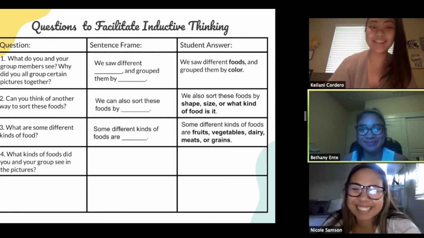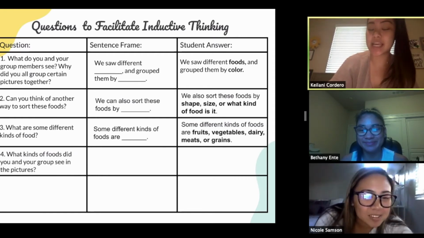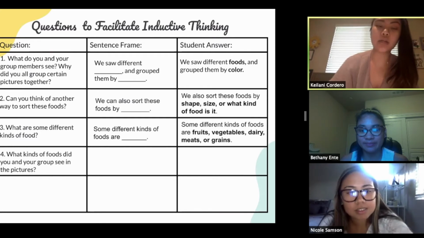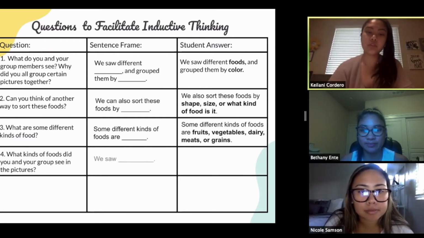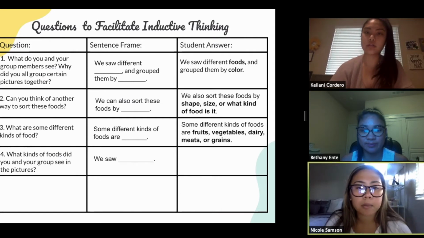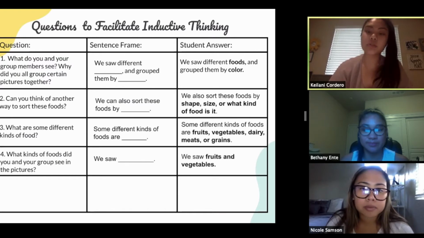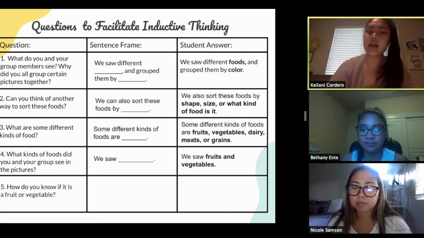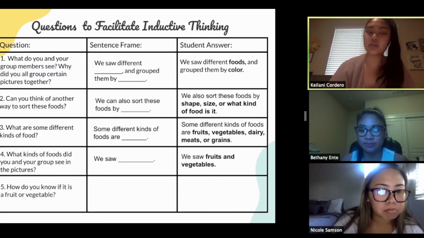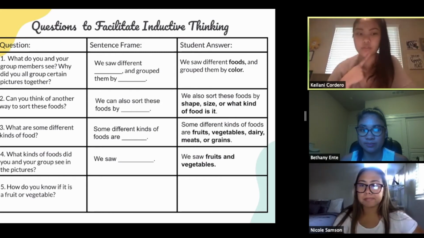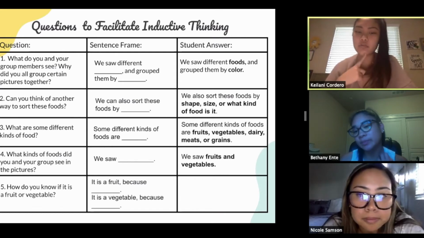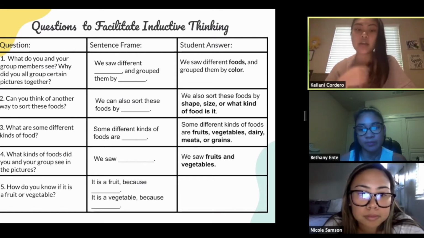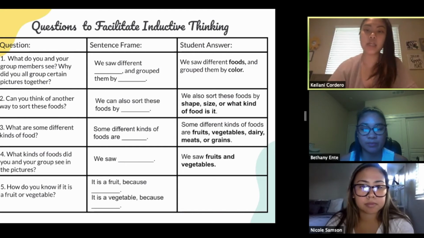What kinds of foods did you and your group see in the pictures? So what kinds of foods did you guys see? So we saw fruits and vegetables. Awesome. So we saw fruits and vegetables. Now, how do you know if it is a fruit or a vegetable? So how do you know if that food is a fruit or a vegetable? What could we think about? So it is a fruit because blank. It is a vegetable because blank.